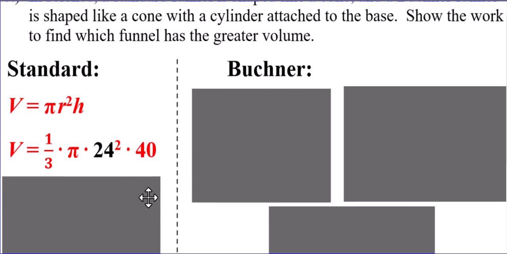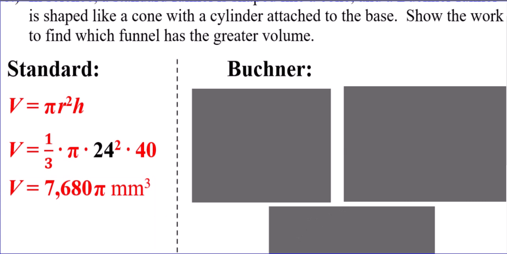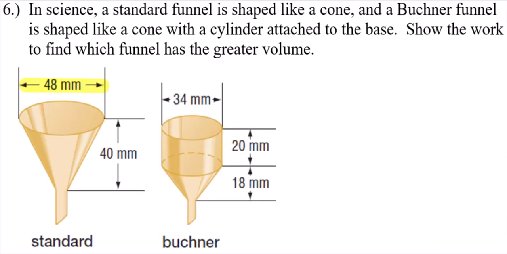I have a typo here. There should be a 1/3. I'm sorry. So forgive me. There should have been a 1/3 up here. That is a typo. Forgive me. I should have a 1/3 up there. My mistake. Pretend I had a 1/3 there because the standard funnel was a cone.